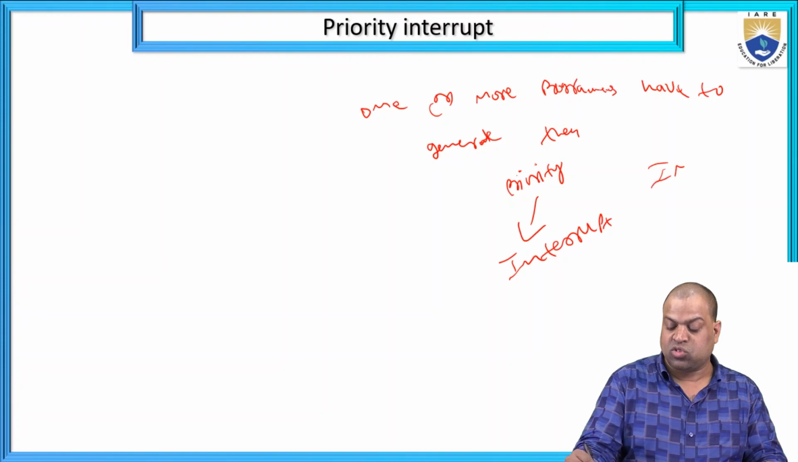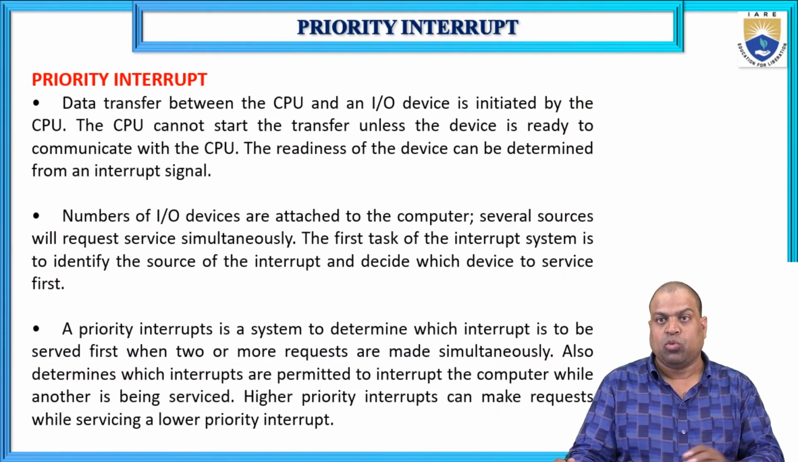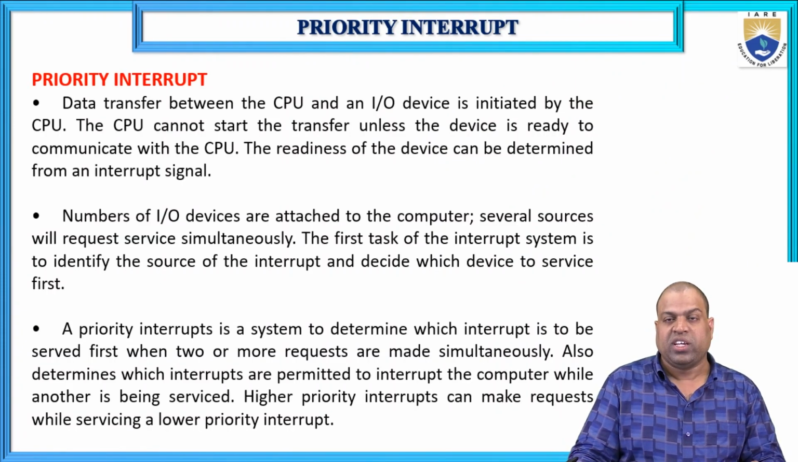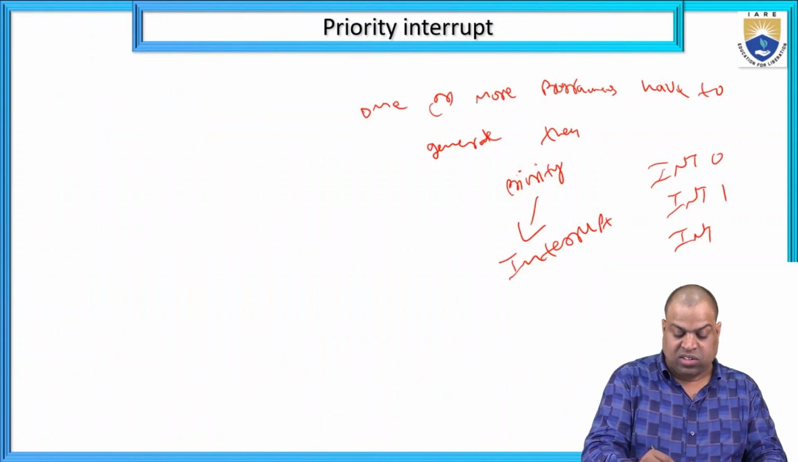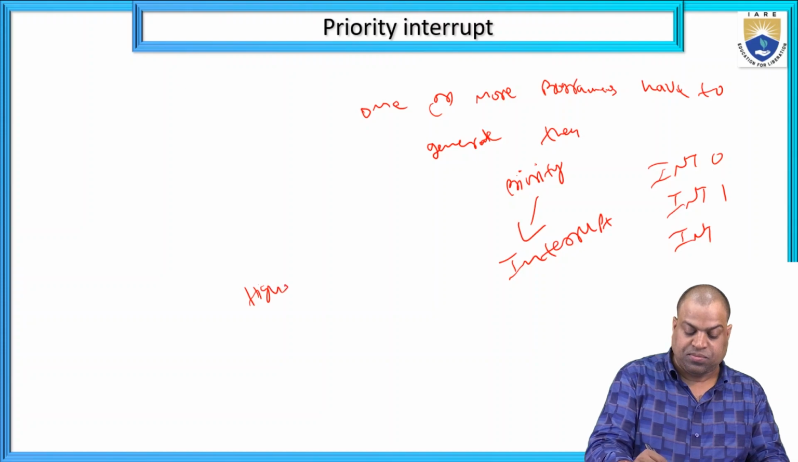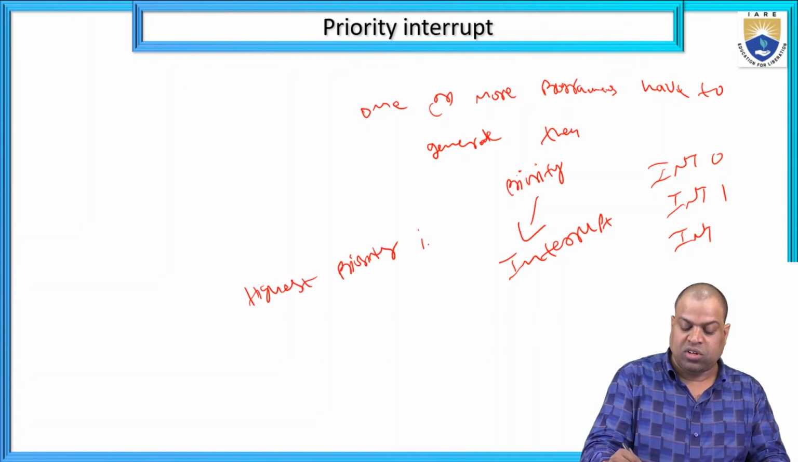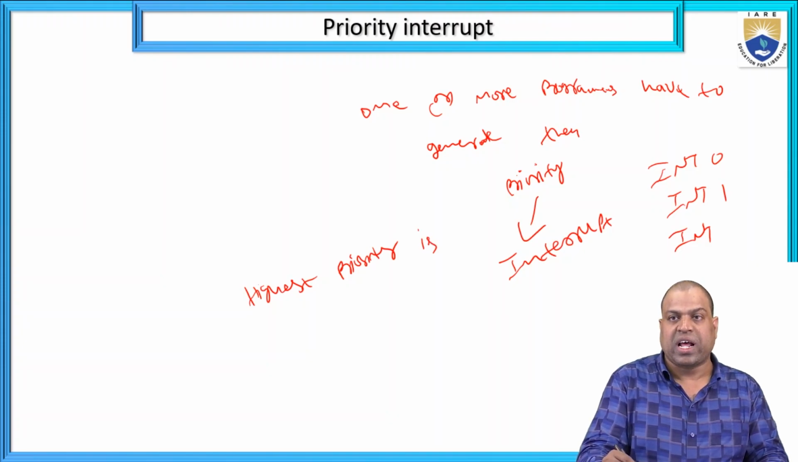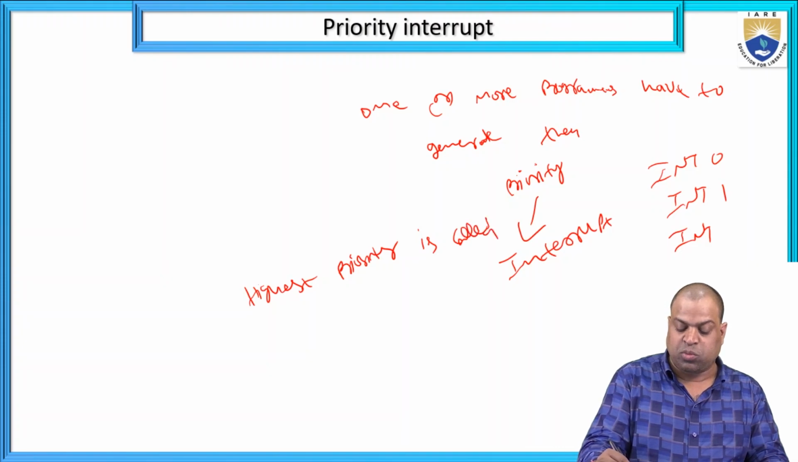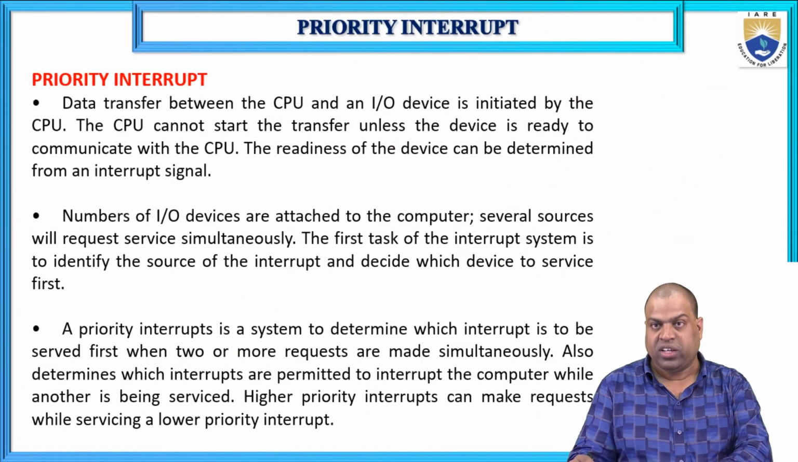There are so many interrupts: interrupt 0, interrupt 1, INT 1, INT 2, like this. Which one is the highest priority? We are taking it as a trap. The highest priority is called trap. So here so many interrupts will be there, and what is the highest priority? I am taking trap. Trap is nothing but the highest priority among them.